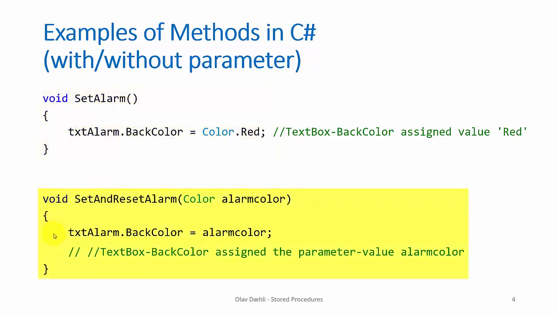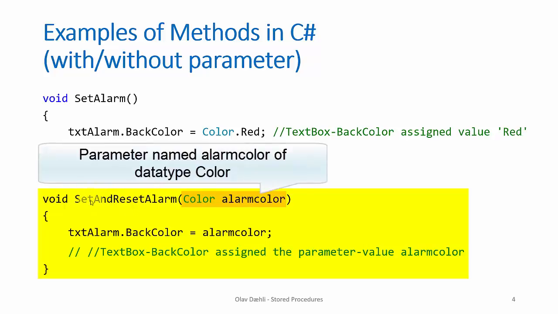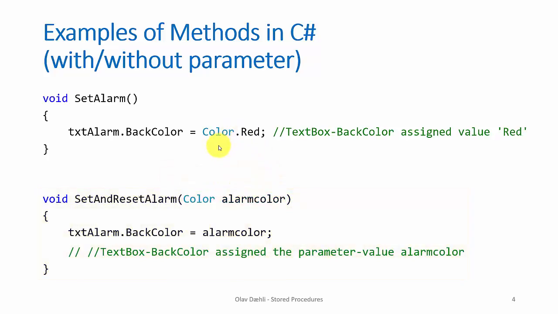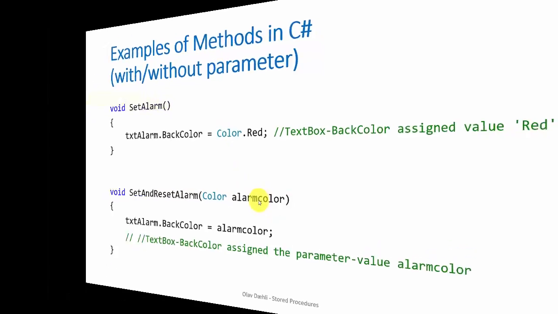But instead, we could have made the method with a parameter so that we could both set and reset the alarm. Then we could use Color.Red as argument when we wanted to set the alarm, and we could use another color when we wanted to reset it. In the same manner, we can make a stored procedure with or without parameters.